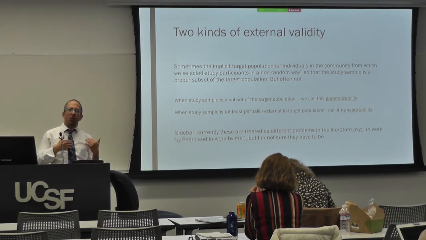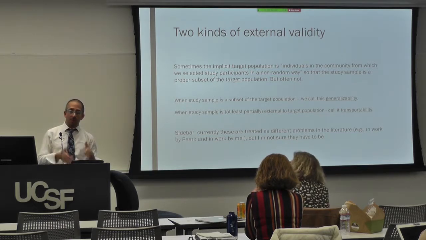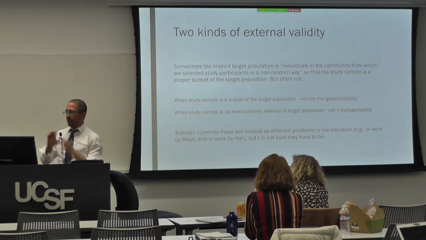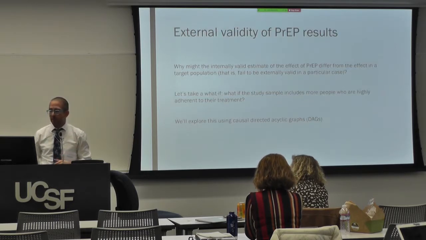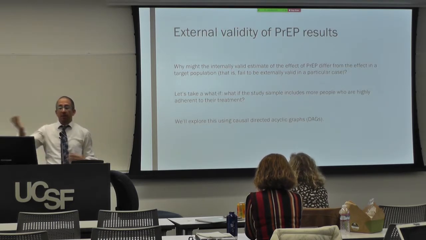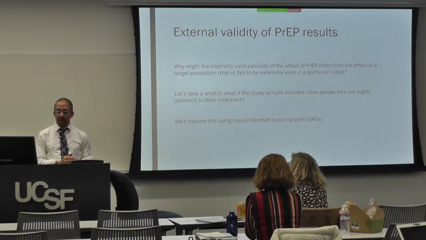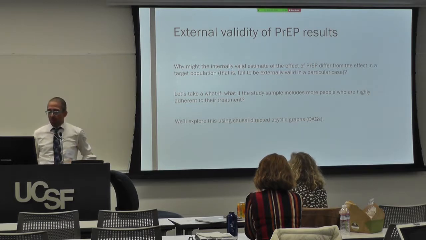There are quite a few differences in the literature between how these two types of external validity are dealt with. I personally believe that we can unify them in a fairly straightforward way, but I haven't even come close to putting that work into peer review yet, so we won't talk about it. So let's ask then, for our example, why might the internally valid estimate of the effect of PrEP differ from the effect in a target population?